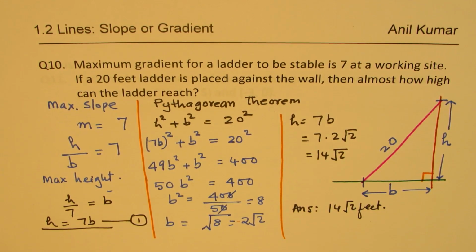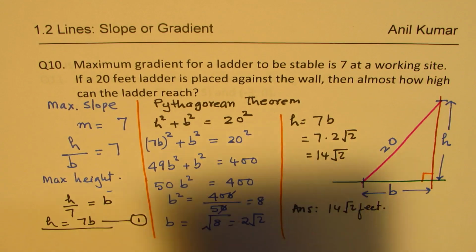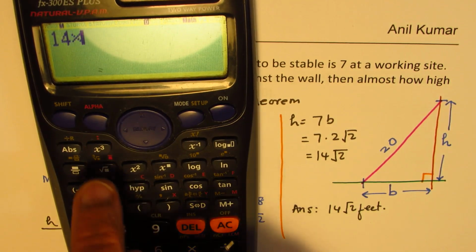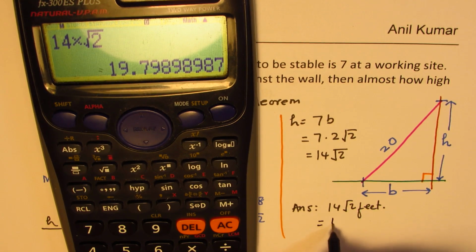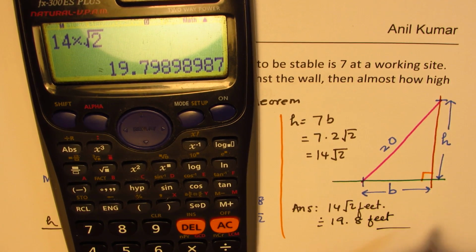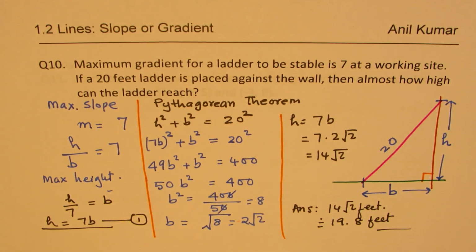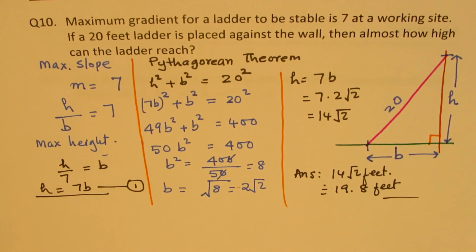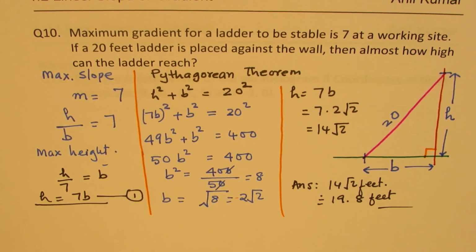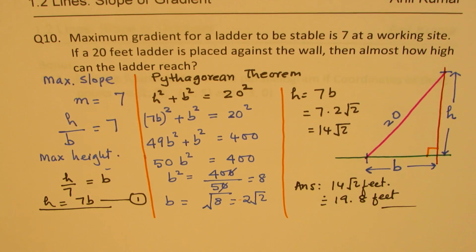Correct? So approximately, if you want to do it in decimals, 14 times square root 2 in decimals is equal to 19 point, you can say approximately 8 feet. Is that clear? So almost 20, right? 0.2 feet less. So that is how we are going to answer this particular question. I hope that makes sense, right? So I'd like you to go through this solution once again, and try to understand how we use the Pythagorean theorem to solve this question.